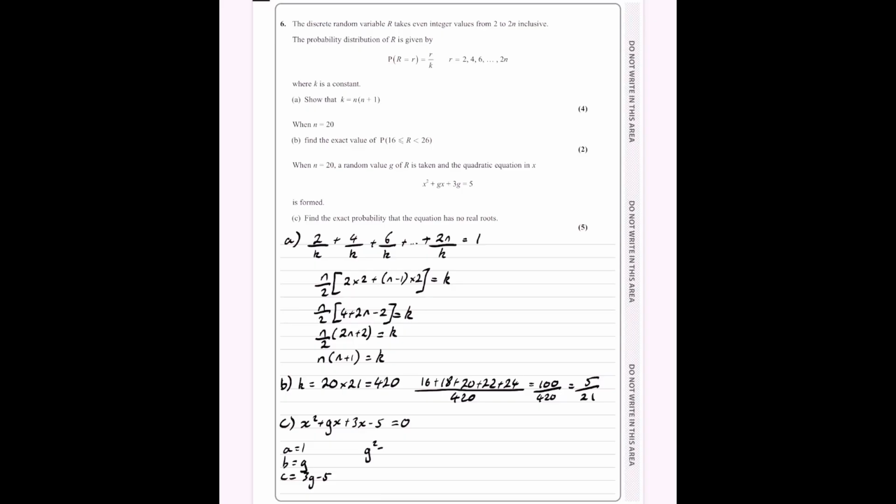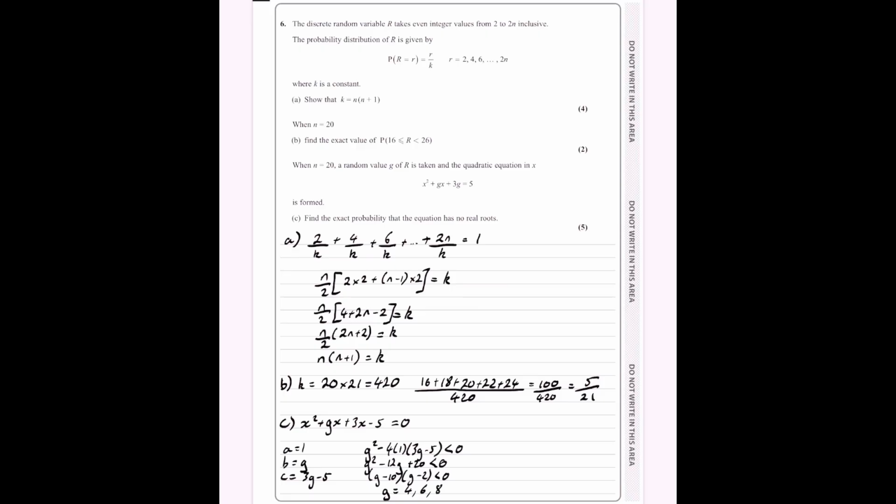We're going to do the discriminant test because we want this to have no real roots. So b squared minus 4ac will be less than 0 if it's got no real roots. So in this case, g squared subtract 4 times 1 times 3g minus 5, which is less than 0. Expand that all out. G squared minus 12g plus 20 is less than 0. And factorize it. G minus 10 and g minus 2 is less than 0. So it's the values of g in between 2 and 10 which we're looking for.